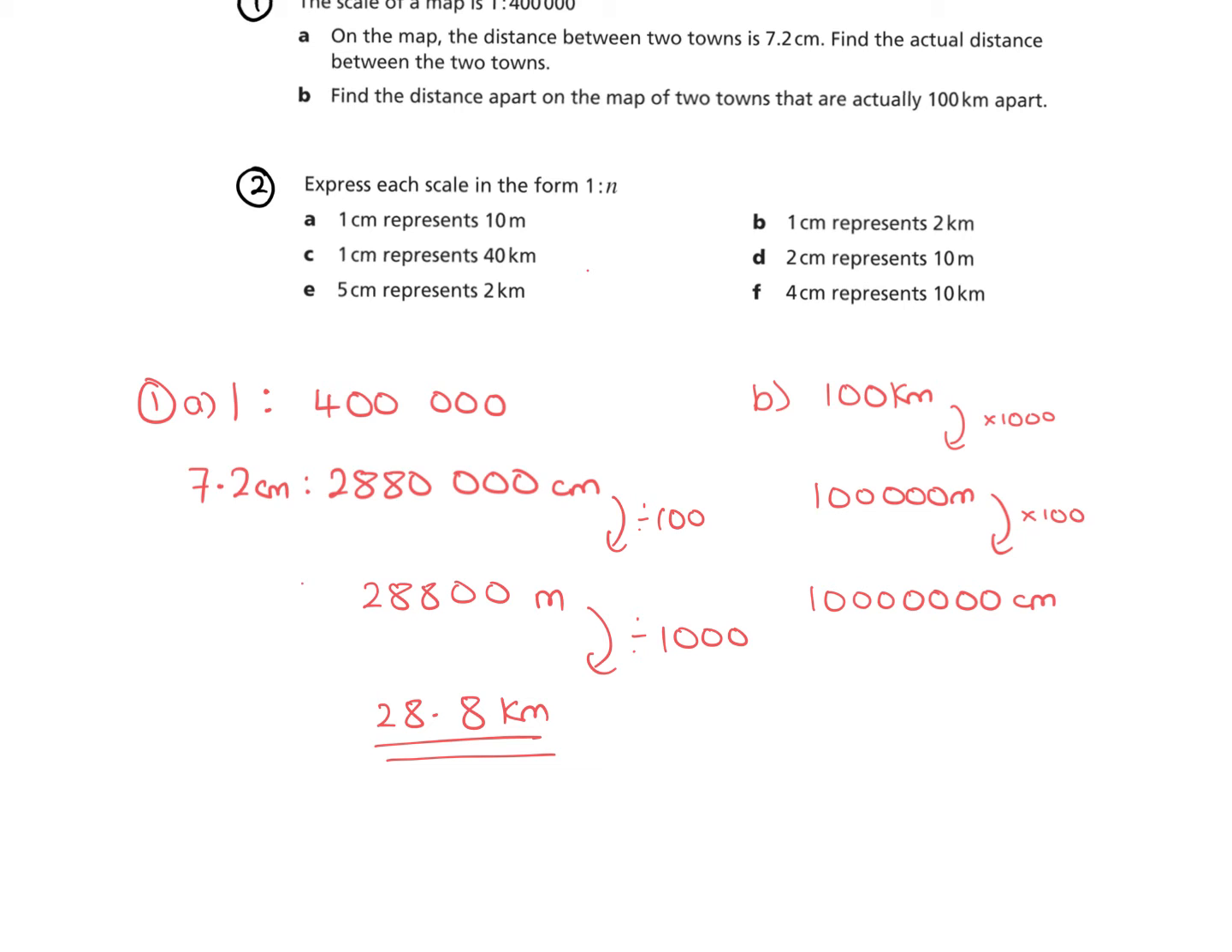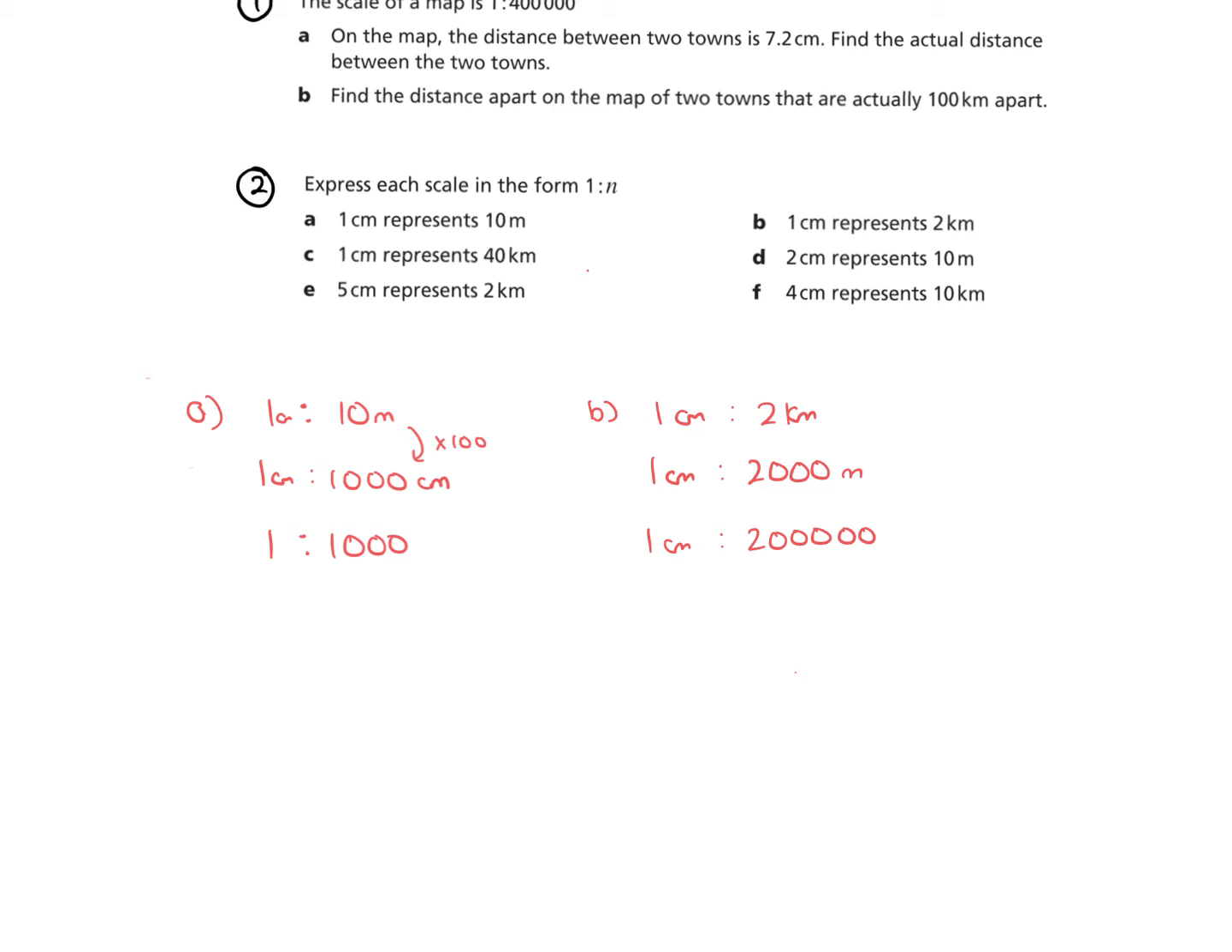So if I know that 1 centimetre goes to 400,000 centimetres, I'm trying to work out how many centimetres will go to 10 million centimetres. So I want to know what I've times that by. So if I do 10 million divided by 400,000, I get 25. If I times that side by 25, I'll get 25 centimetres. So for this one, the distance on the map is 25 centimetres apart.